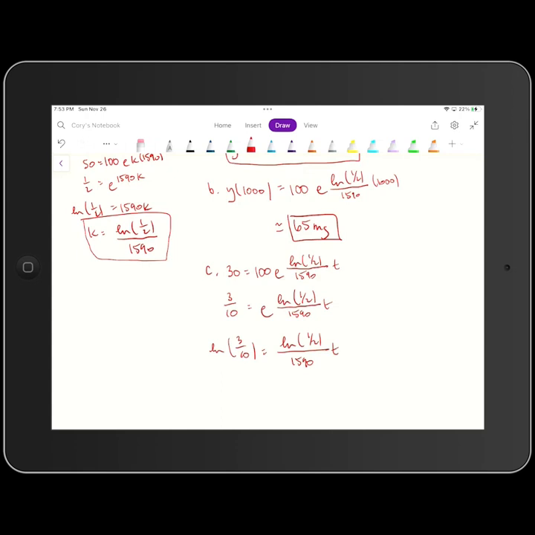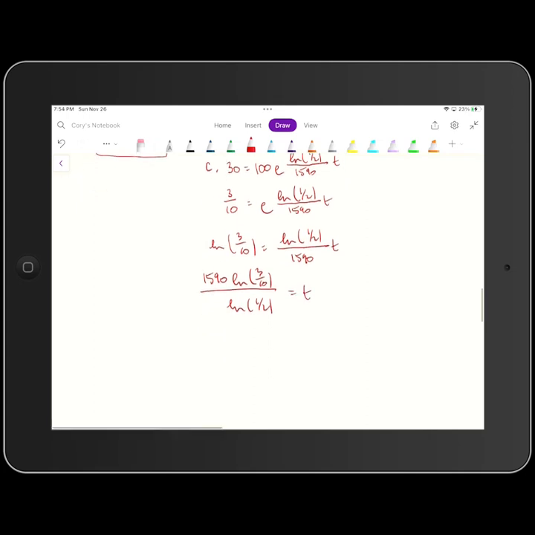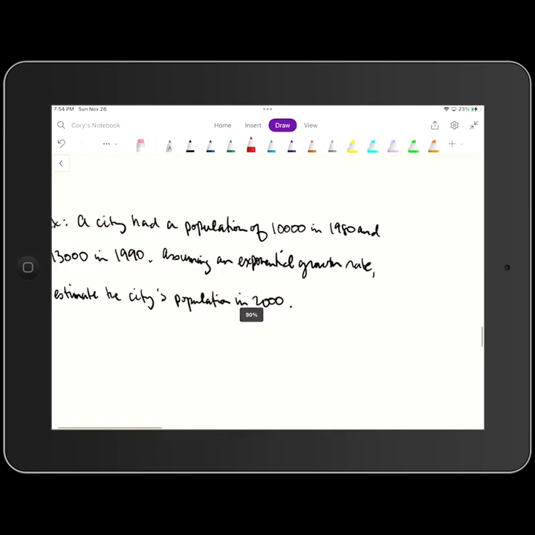And then I'm just going to multiply both sides by 1590 and divide by the natural log of 1/2. So we get 1590 times the natural log of 3/10 divided by the natural log of 1/2 is equal to t. And that makes t approximately 2761.775 years. So that was a half-life problem, which is an application of, in this case, exponential decay. All right, let's move on to our next example.